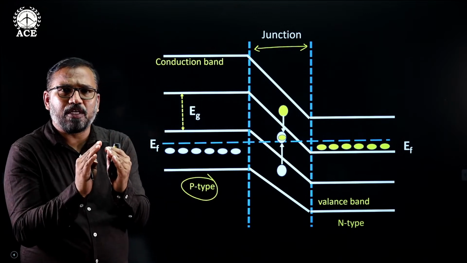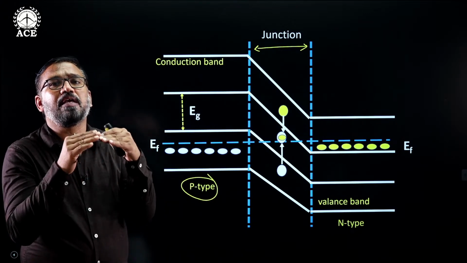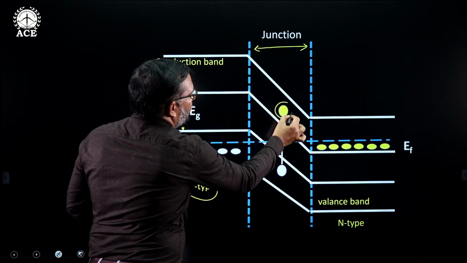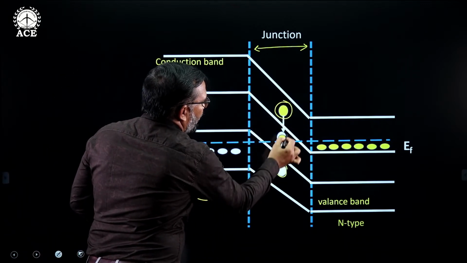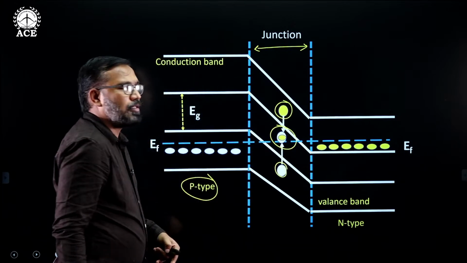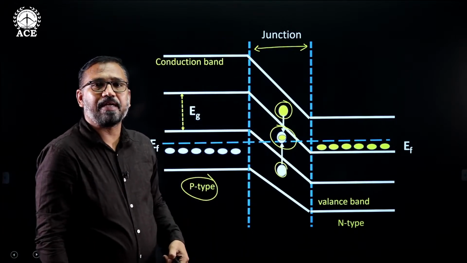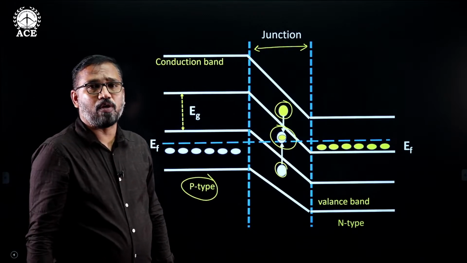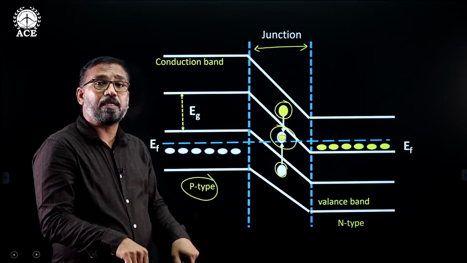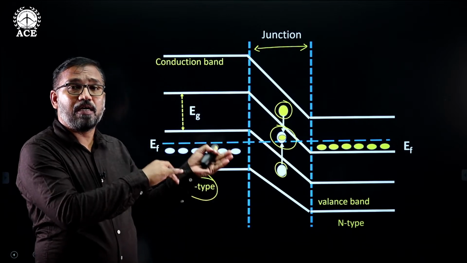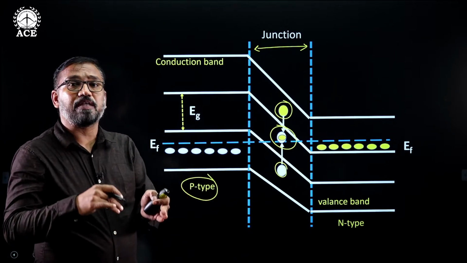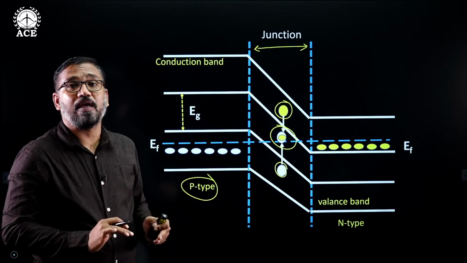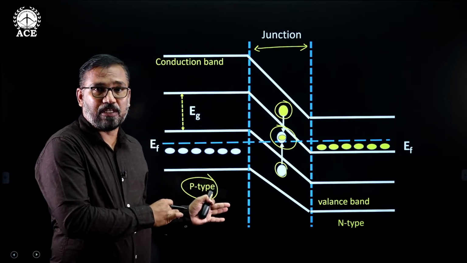When they are entering into the junction, what happens? They will recombine with each other. Here, this hole is recombining with this electron at the junction. So that results in what? A photon. What is this photon doing? It is stimulating further recombination of electrons and holes at the junction.